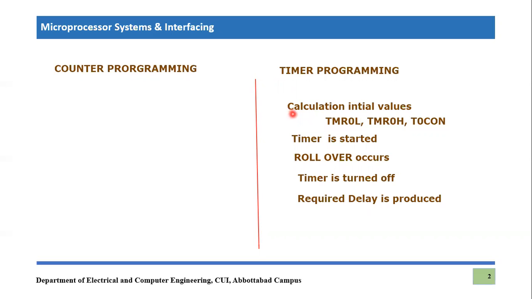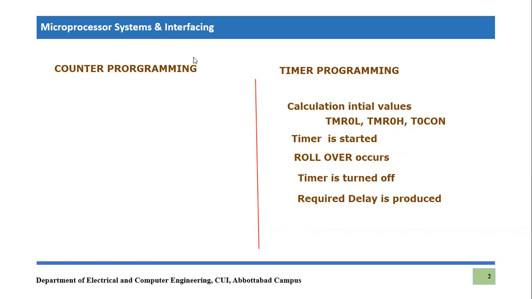So we actually have been calculating initial values for timer 0L and timer 0H and timer 0 control for a certain amount of delay. Then the timer started, then the timer increments its value or counts up at every clock, which was provided from the internal clock of the microcontroller. Then it rises to its maximum value, then the rollover point occurs where it will reset to the 0 0 values, and then we turn off the timer, right? And in the meanwhile the required delay which we wanted to produce is already produced, right? So that was the basic steps involved in timer programming.